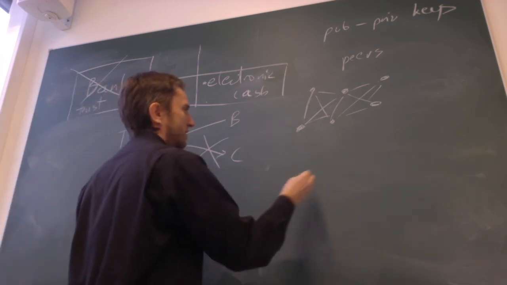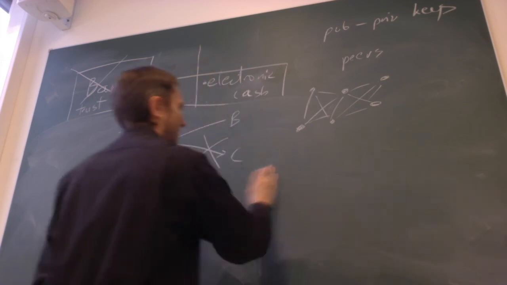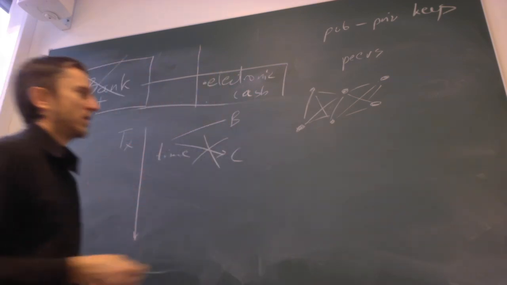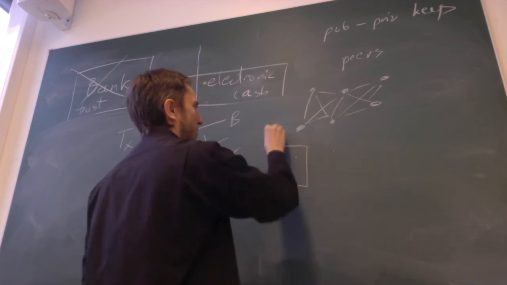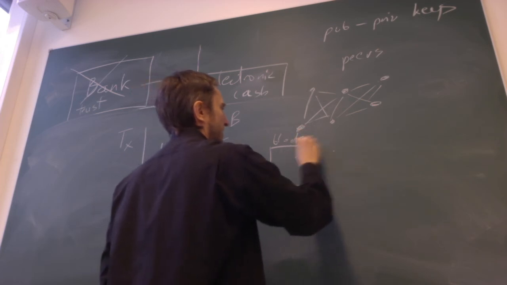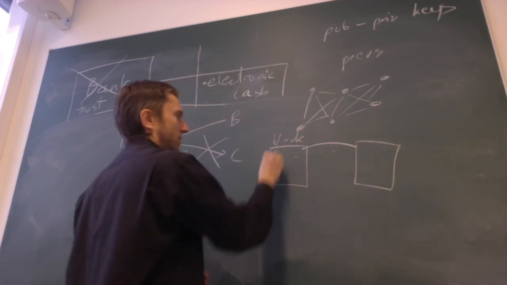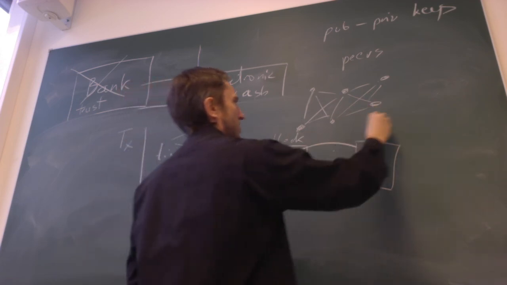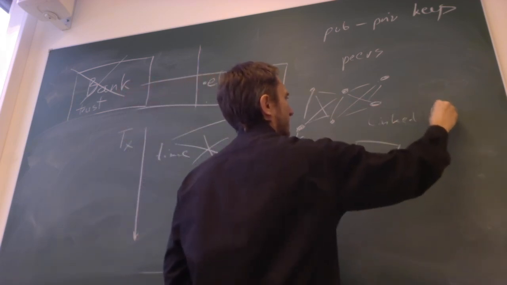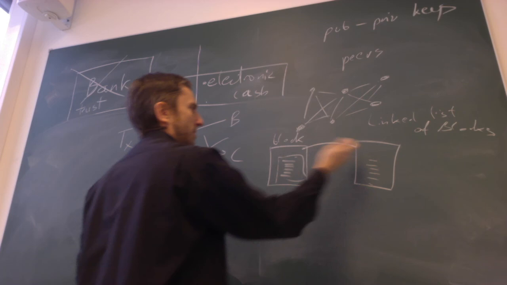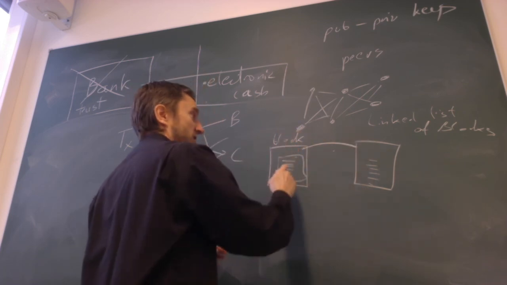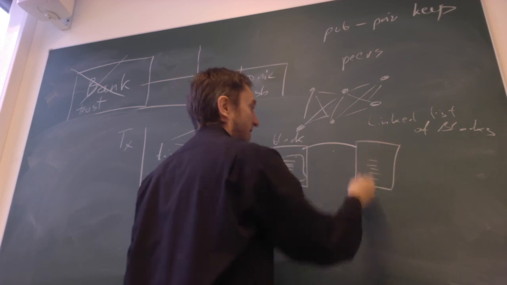So one assumption is that all the transactions are grouped into a block. So instead of linking transactions directly, we group them into a block, and then we link the blocks, right? So this block has a number of transactions, and then this block has a number of transactions, and the blocks form a linked list, right? So we have a linked list of blocks, and then the earlier blocks will have earlier transactions, and later blocks will have later transactions, right?